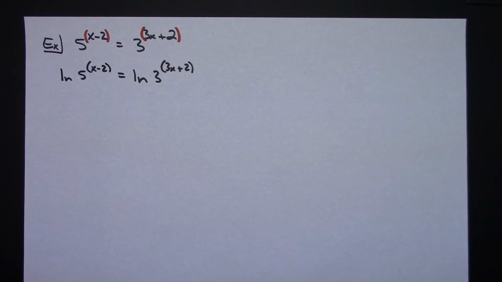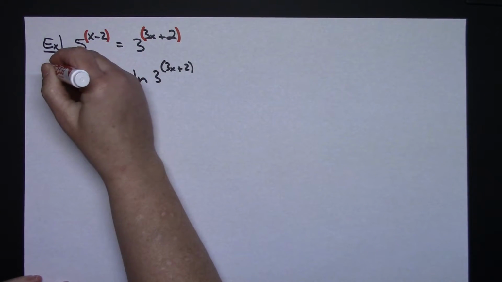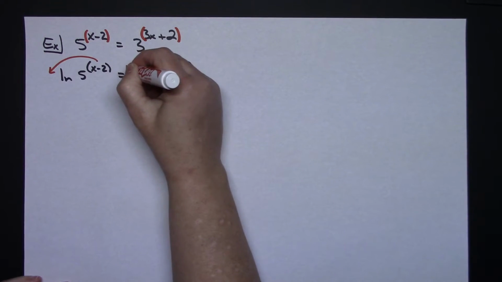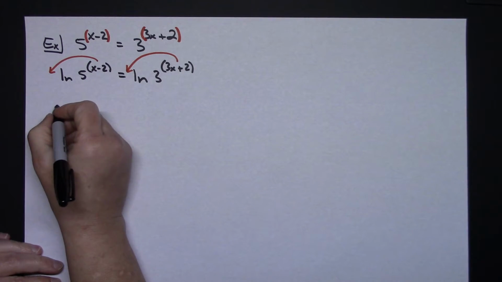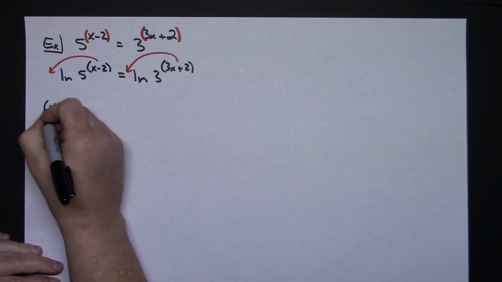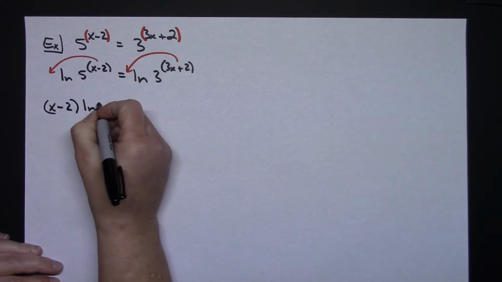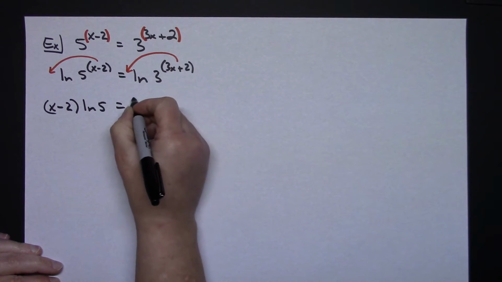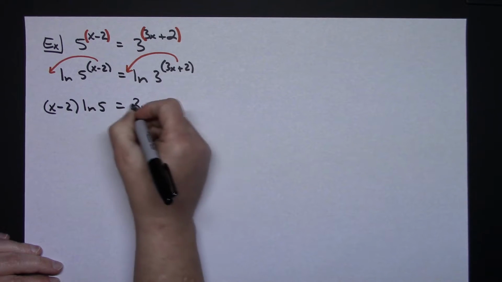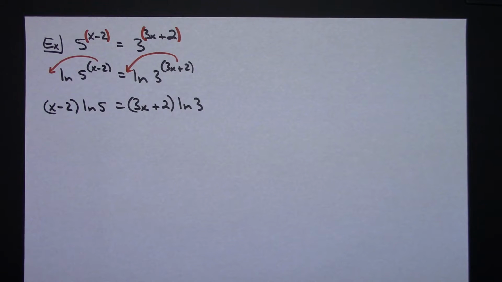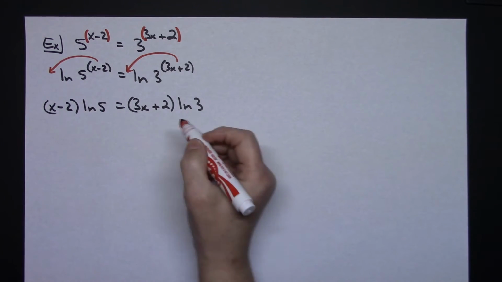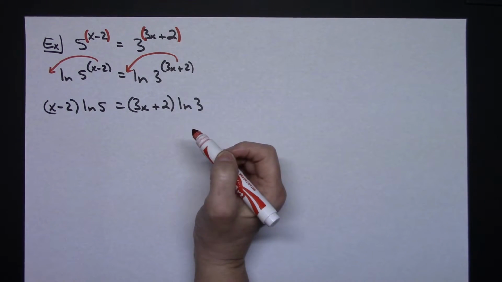Properties of logs then allow you to bring those binomials down in front. So then I'm going to have x minus 2 times that natural log of 5, and this binomial in front, 3x plus 2, with a natural log of 3. Now from here it's just going to be a lot of algebra steps. I've got a set of parentheses and a number multiplied on the outside. Same thing on this right-hand side.